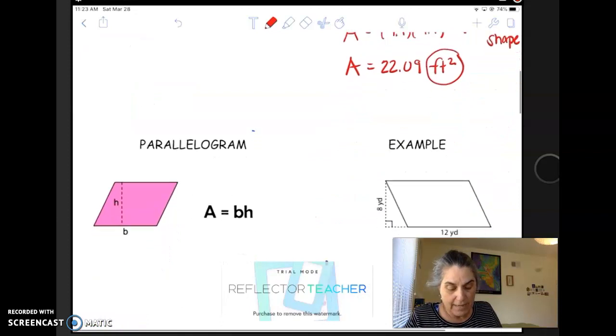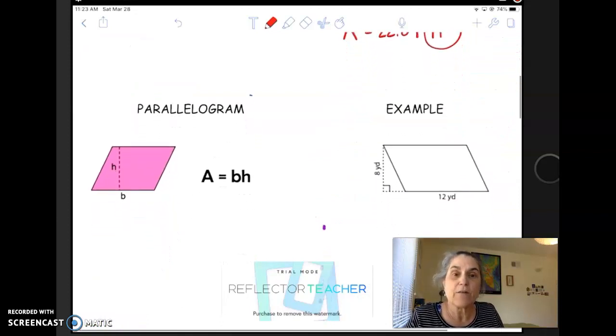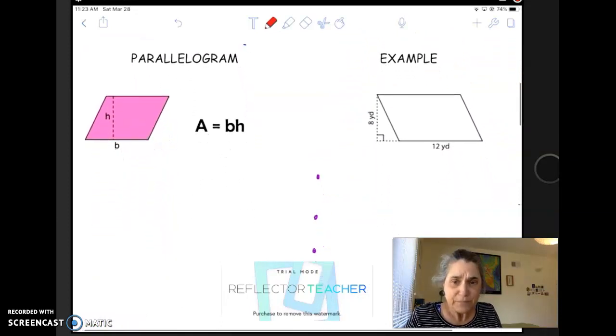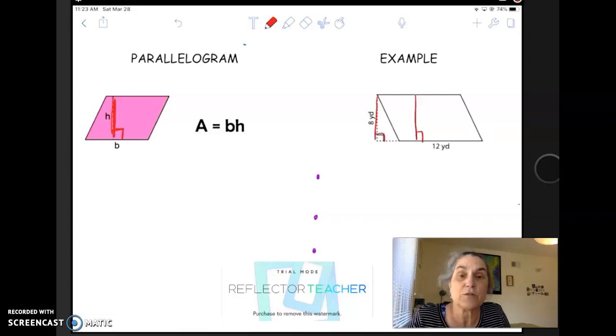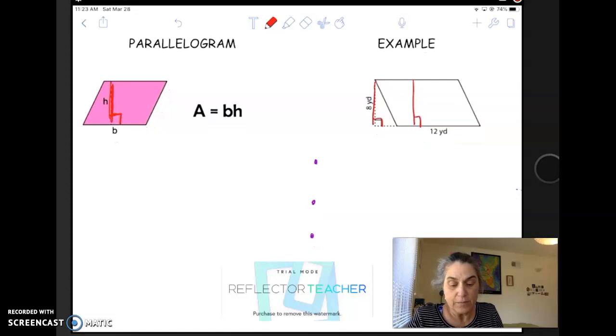Okay, so my next example is a parallelogram, and a parallelogram is just like a rectangle that's been sort of tilted over on its side. You'll notice that sometimes the height in the parallelogram can be inside the figure, but in the example I'm going to do, the height is outside, but it's still the distance between the 2 parallel sides. So the formula for a parallelogram is base times height, just like a rectangle.